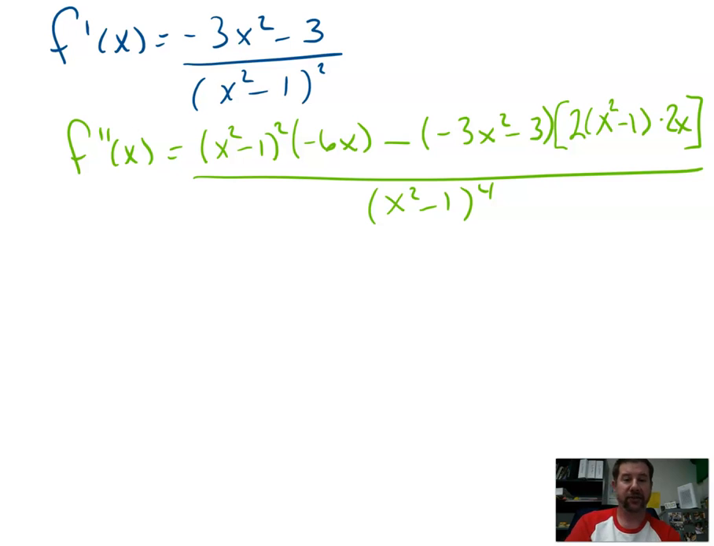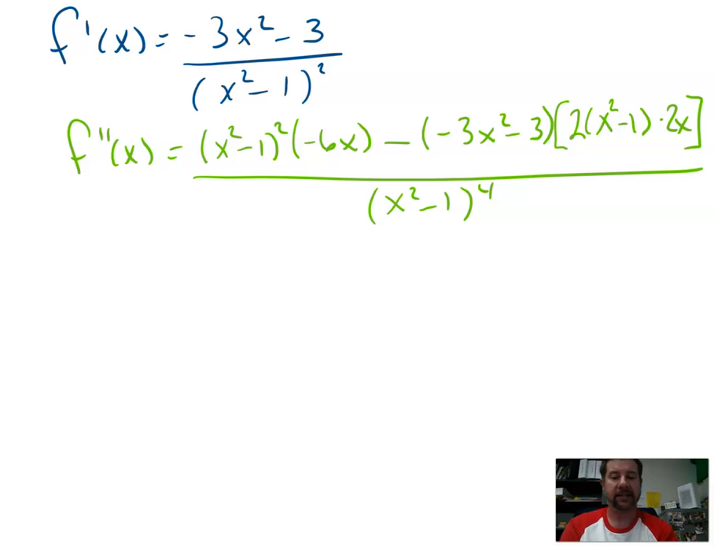So now I got to take the derivative of the first derivative. This gets a little bit gnarlier here in this case. So low d high minus high d low. Don't forget, you're going to have to use a little chain rule here, right? So 2 times x squared minus 1 times 2x. Square the bottom and off we go.